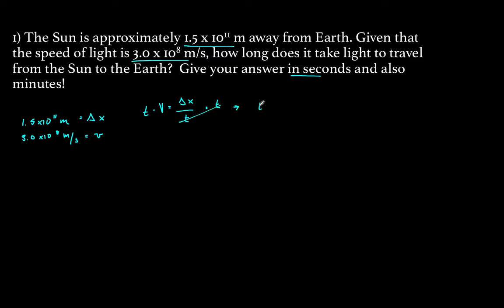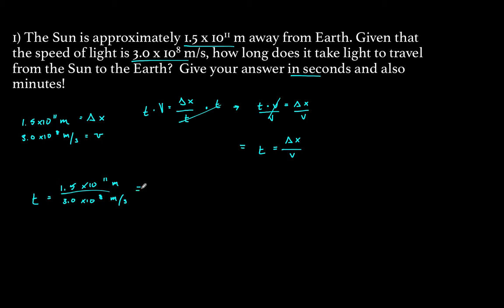It cancels out. You get time multiplied by velocity equals your displacement. And then here we want to get time by itself, so I am going to divide both sides by velocity. It cancels here. And finally, your brand new rearranged equation is that time is equal to your displacement divided by your velocity, which will work out nicely. So now all we have to do is plug it in: time equals our displacement, 1.5 times 10 to the 11th meters, divided by our velocity, 3.0 times 10 to the 8th meters per second.